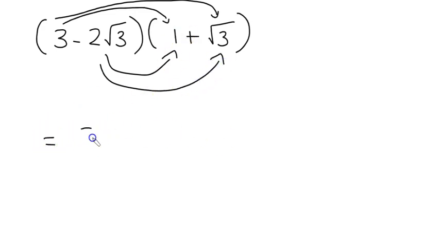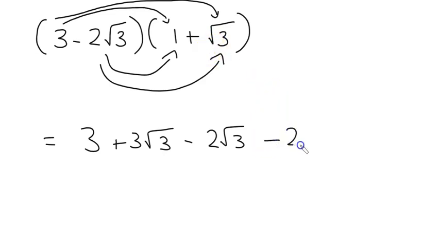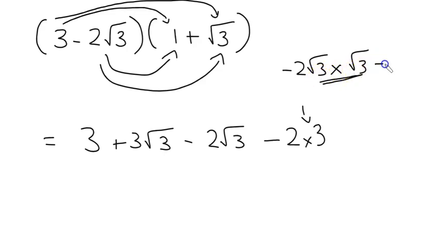So 3 times 1 is going to be 3, plus 3 times root 3, so you just write that as 3 root 3, minus 2 root 3, and then be careful with this last one, it's actually going to be minus 2 times 3. Now let's just discuss where this comes from if you're not quite sure. So really what we're doing is minus 2 root 3 times root 3, and then just looking at these, we said earlier that this would just be 3, and then we're also still timesing by a minus 2.